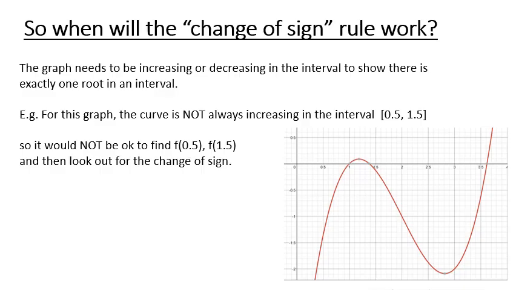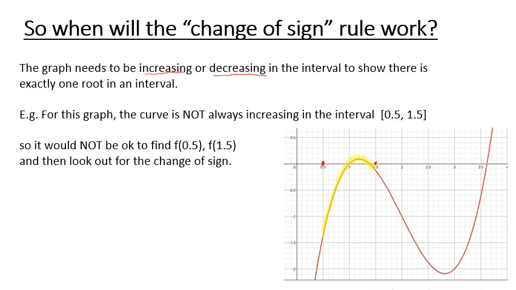Now let's look at this graph again, and we'll look at the interval between 0.5 and 1.5. So 0.5 is here, 1.5 is here. So now we're looking at this part of the graph, coloured in yellow. This part of the graph is not always increasing or always decreasing. Some parts of the yellow section are going upwards, other parts are going downwards.